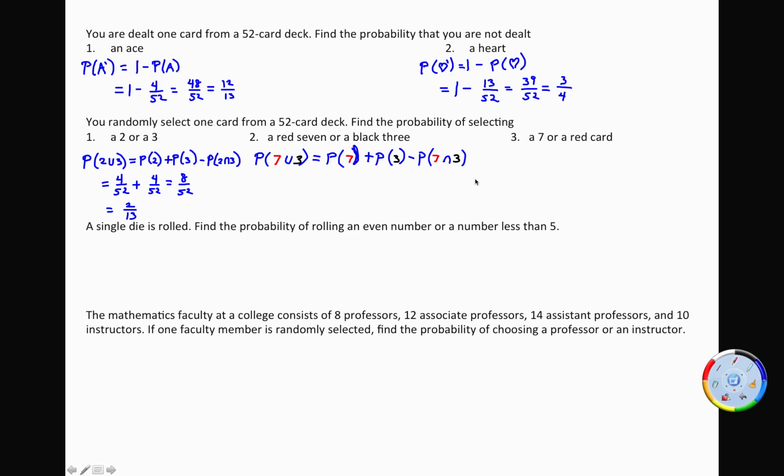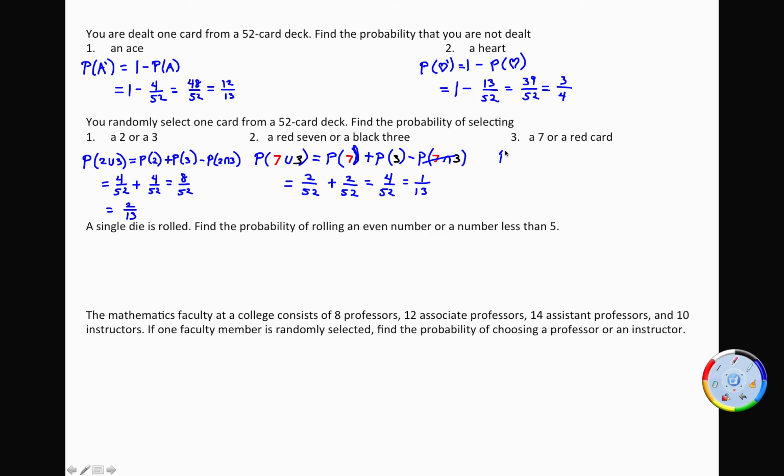Okay, and I noticed that a red 7 and a black 3 are mutually exclusive, so that's just going to be 0. So the probability that it's a red 7, there are 2 red 7s, the 7 of hearts and 7 of diamonds, out of 52 total cards. Likewise, there are 2 black 3s, 3 of clubs, 3 of spades, and no cards that are black and red, or 7 and 3, either way you want to look at it. 4 out of 52 or 1 out of 13.